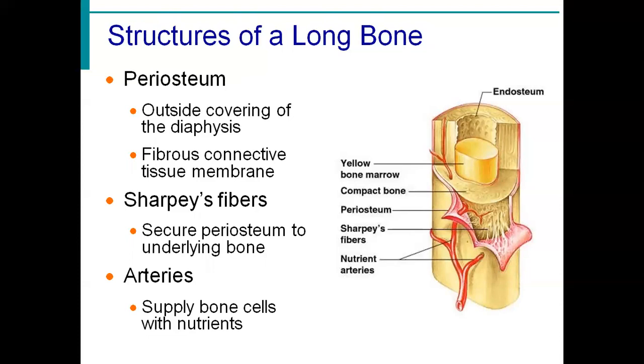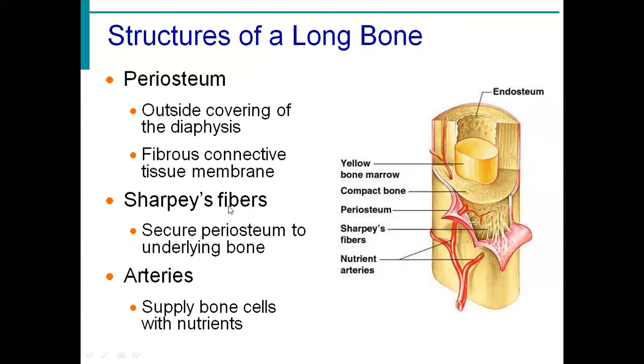If we consider the external feature, the outside covering of the diaphysis is called periosteum. It consists of a fibrous connective tissue membrane which covers the overall shaft region. Another important component present at the surface of the long bone is called Sharpey's fiber. You should remember the term. What is Sharpey's fiber? It is located within the long bone. This is important for MCQ questions.